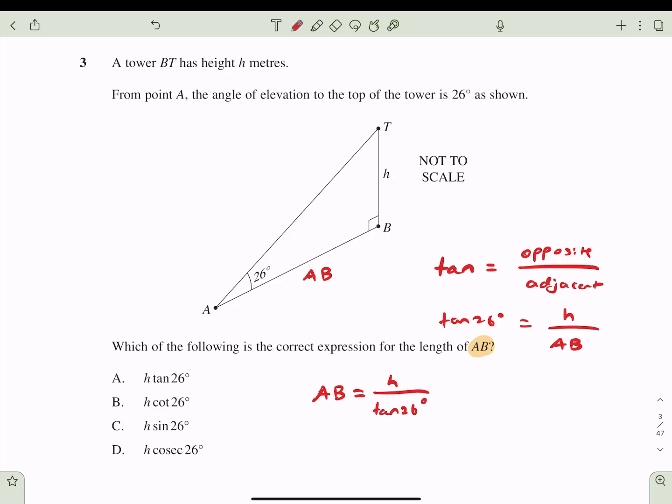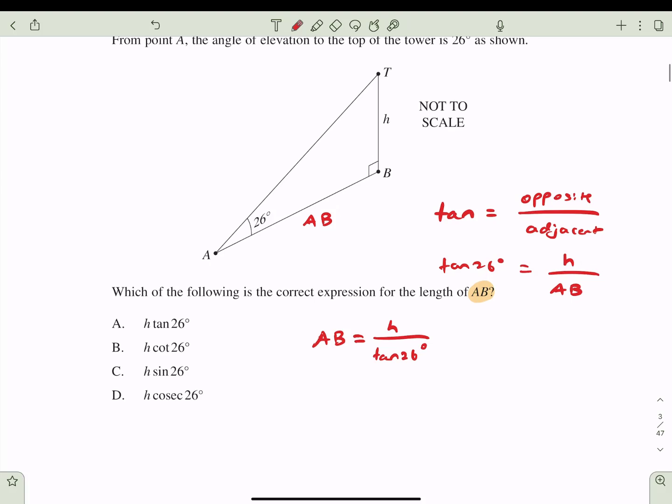Now, unfortunately for us, no answer option looks like this. But we don't need to panic yet because we should remember that 1 over tan x, where x is any angle, is equal to cotan x or cot x. So for AB in this situation, we have H times 1 over tan 26.